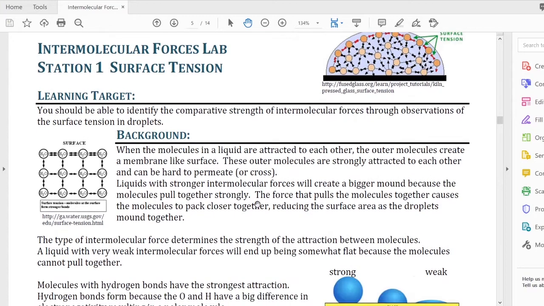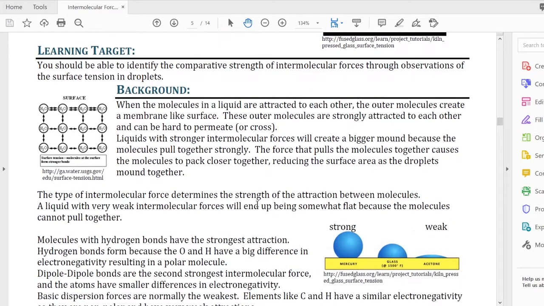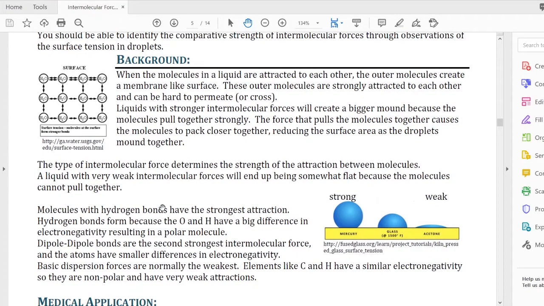Okay, and it says right here, molecules with hydrogen bonds have the strongest attraction. Hydrogen bonds form because oxygen and hydrogen have a big difference in electronegativity, resulting in that polar molecule. I'll talk more about it when I do the lab. And then dipole to dipole bonds are the second strongest, if you remember from our notes. And basic dispersion forces are normally the weakest.